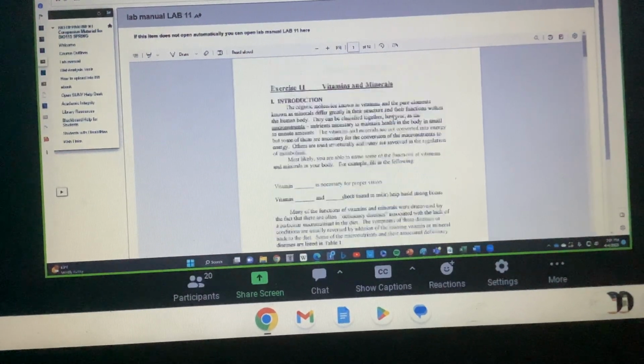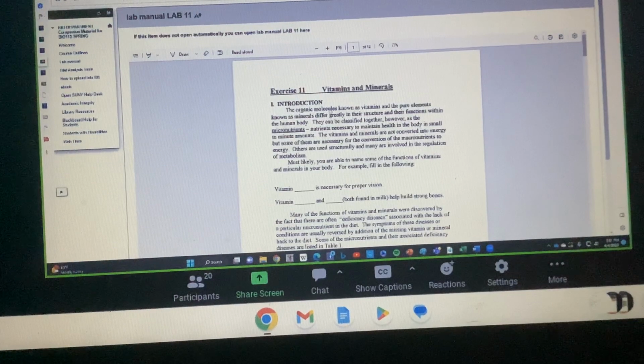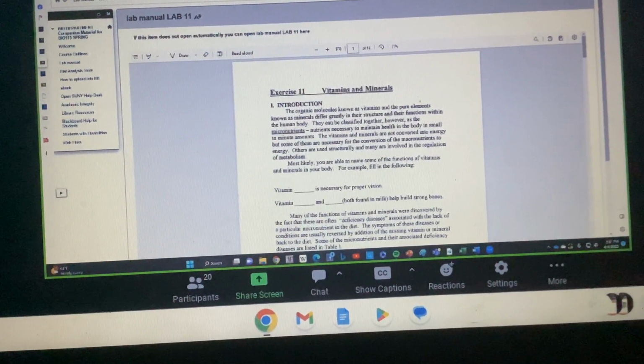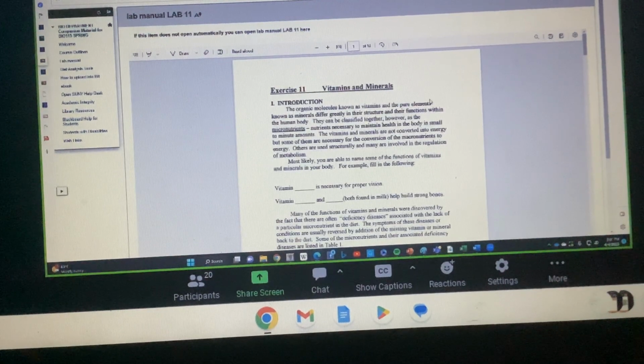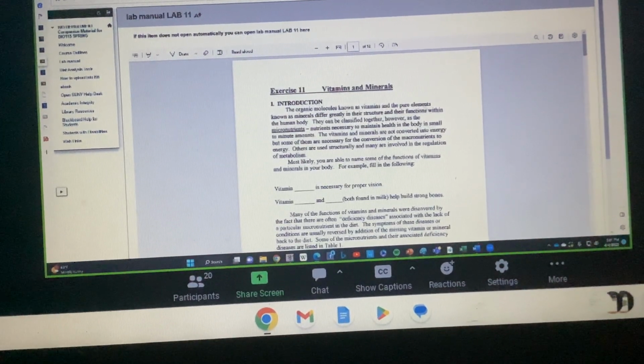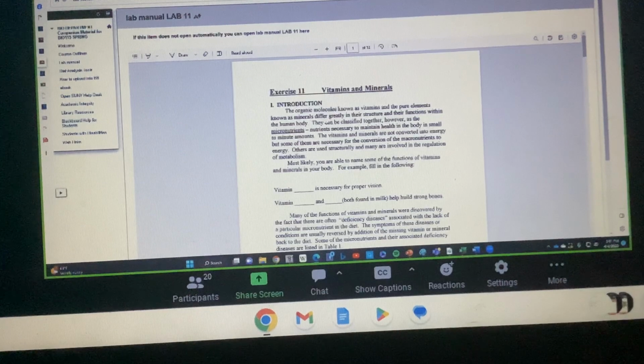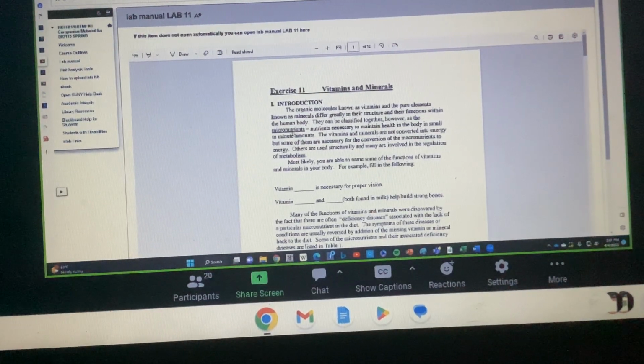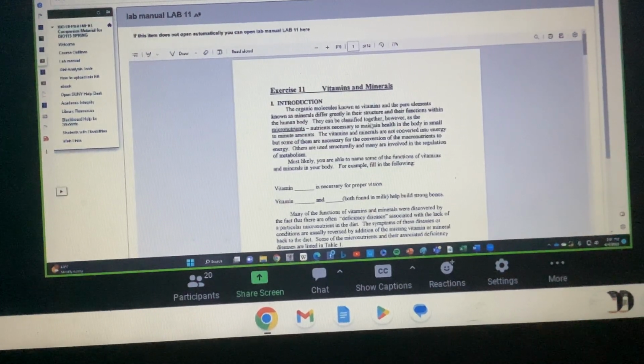So there's a lot. All right, so let's look at our introduction, the organic molecules known as vitamins, and then the pure elements. Remember that these are not compounds, your minerals. They are purely elemental, right out of the periodic table. Known as minerals, they differ greatly in their structure and functions within the human body. They can be classified together, however, as micronutrients.